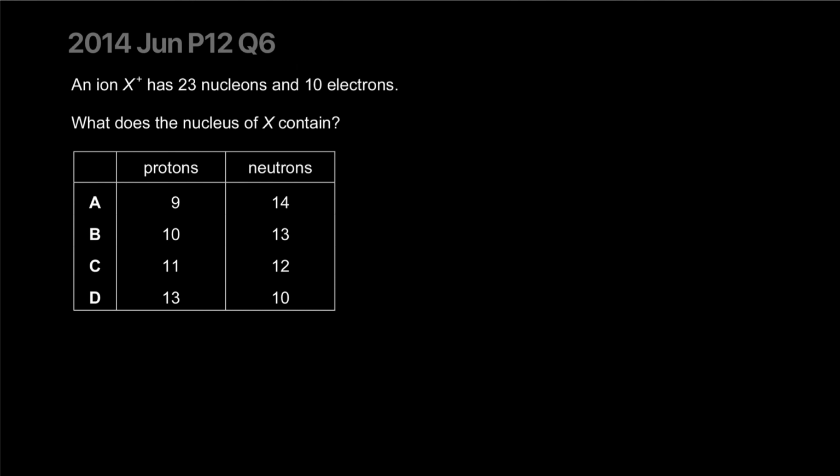Alright, some ion talk. So an ion or any atom will have protons, electrons, and neutrons, right? And they're talking about X positive, with the protons, neutrons and electrons being P, N, and E, right? And it has the sum of protons and neutrons as 23. This entire thing is 23, right? And it has 10 electrons, right?